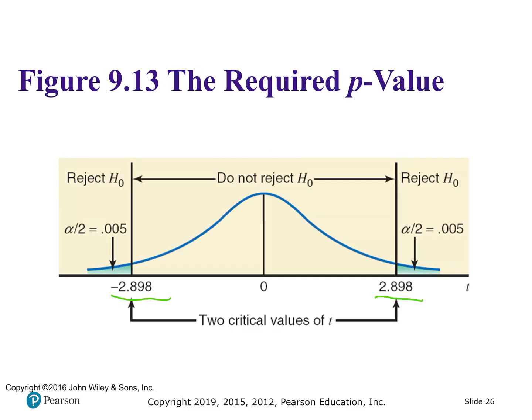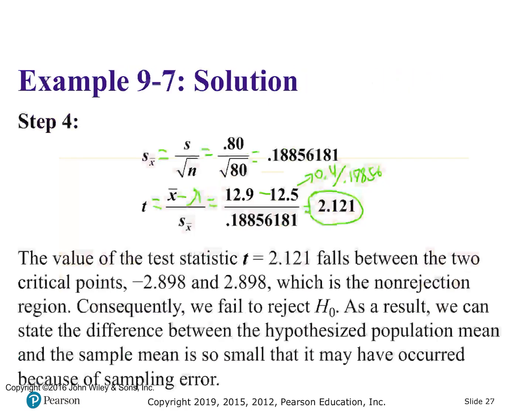Let's go back quickly to the picture where we landed. It was 2.121. We are in the do not reject H0 portion of the curve, and so we know what we have to do. We're going to prefer H0. We're not going to reject it. You may say it either way. You don't have to say both, but it falls between. The 2.121 falls between the two critical points, non-rejection region, fail to reject H0.